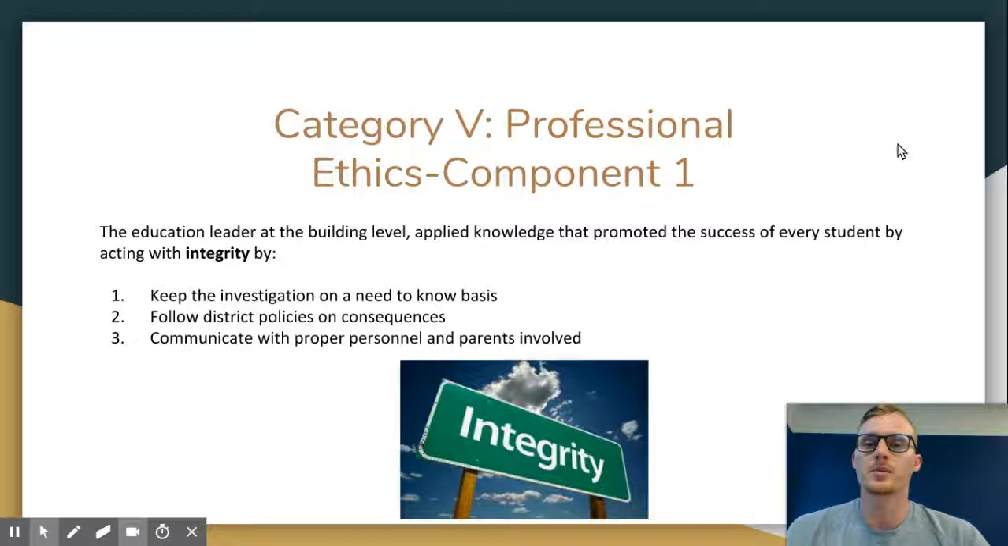Number 2, follow the district policies on the consequences that the student might have for violating the technology use policy. And number 3, just communicating with the proper personnel and parents involved. I want to make sure that parents are made aware of what's going on as well.